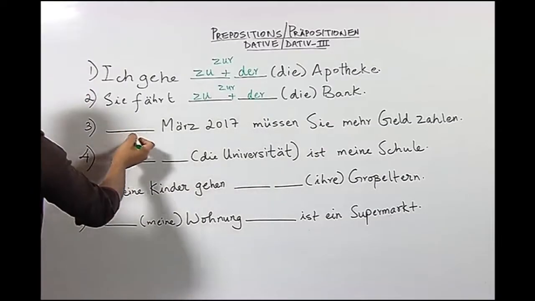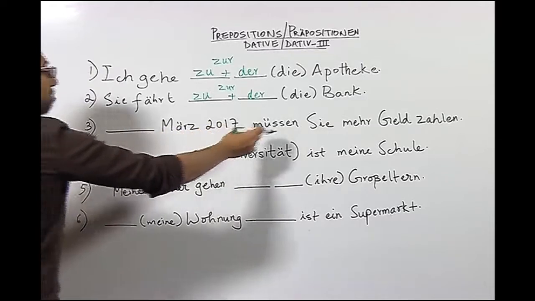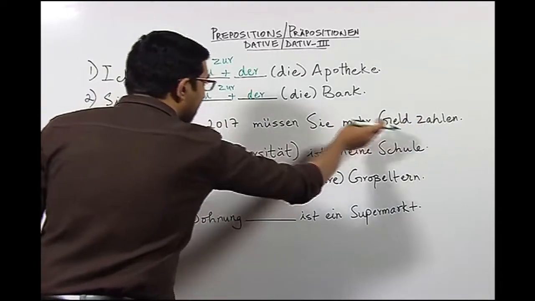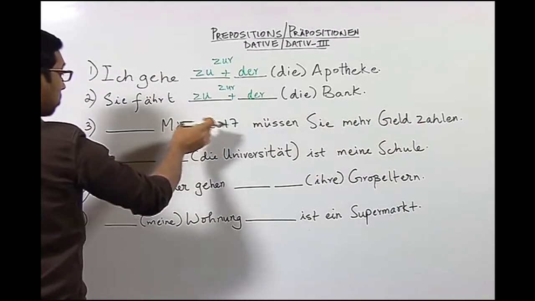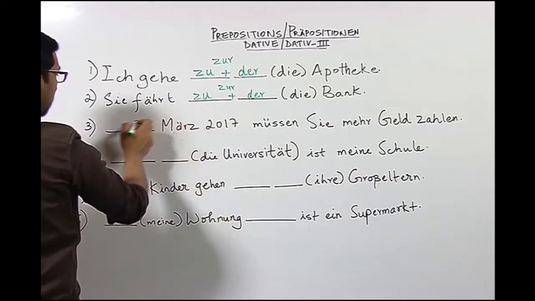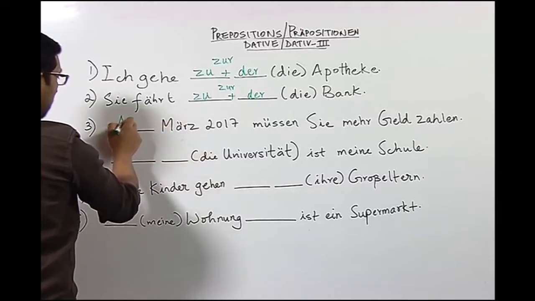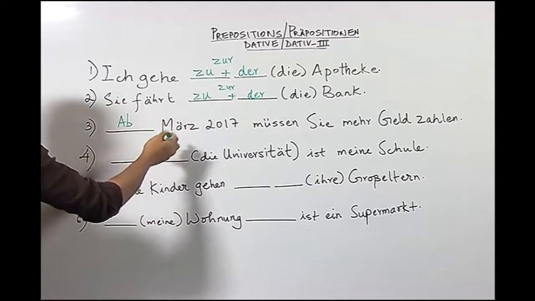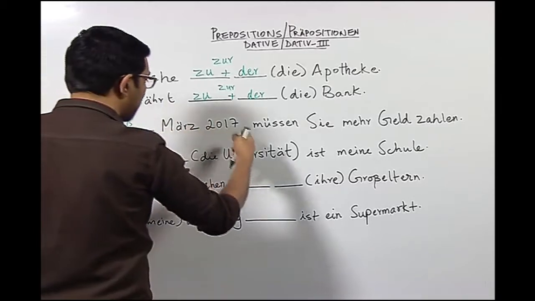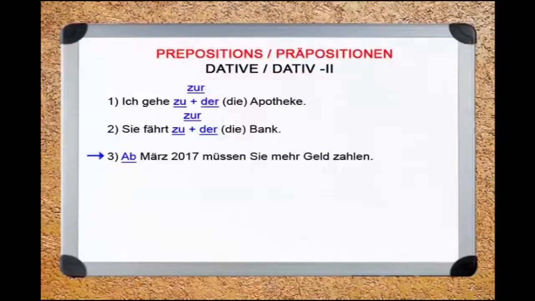In sentence number 3, März 2017 müssen Sie mehr Geld zahlen. Now, this is a time aspect, as you can see, March 2017. For that we use the preposition ab, which shows that something would start happening and continue to happen.